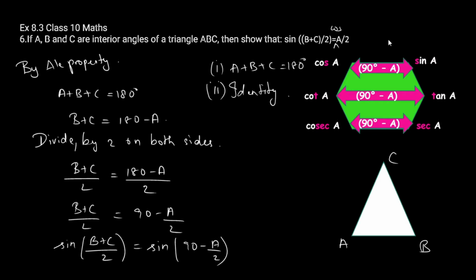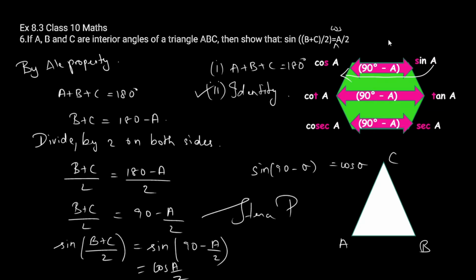Now you are going to use the identity. What is sine of 90 minus theta? It is cos theta. See here, sine of 90 minus theta is cos theta. Therefore, cos of A by 2. Hence proved. Sine of B plus C by 2 is equal to cos of A by 2. Hence the solution. Okay, and let us move on to problem number 7.